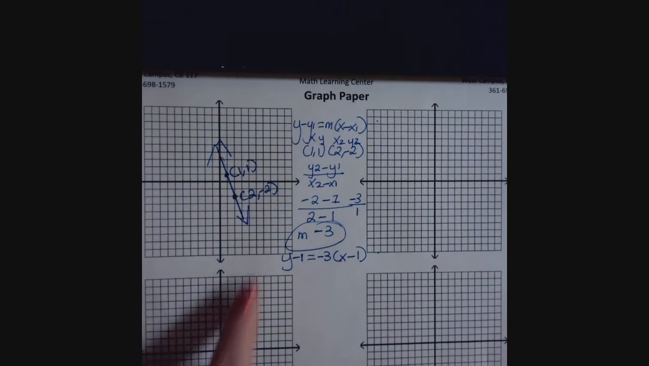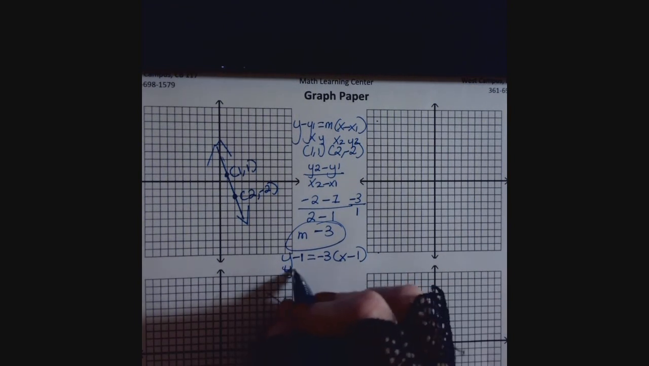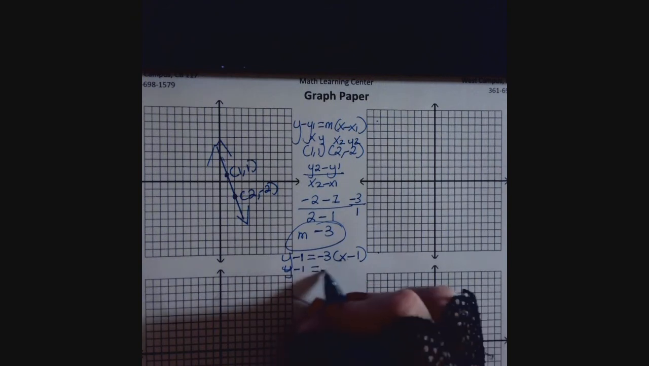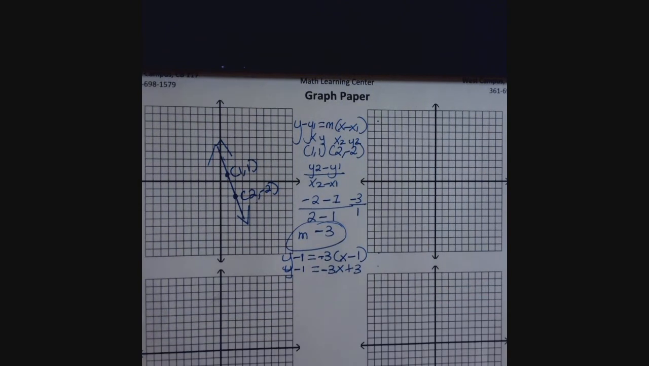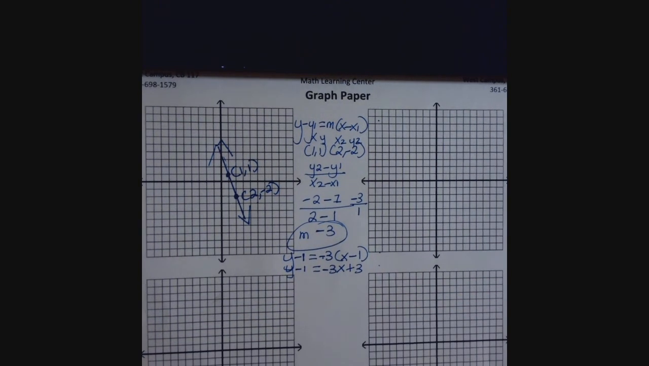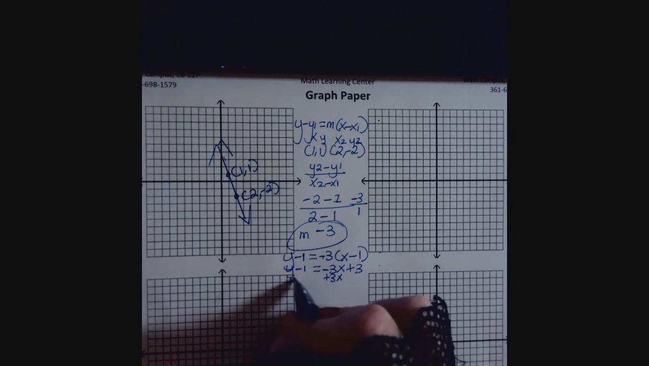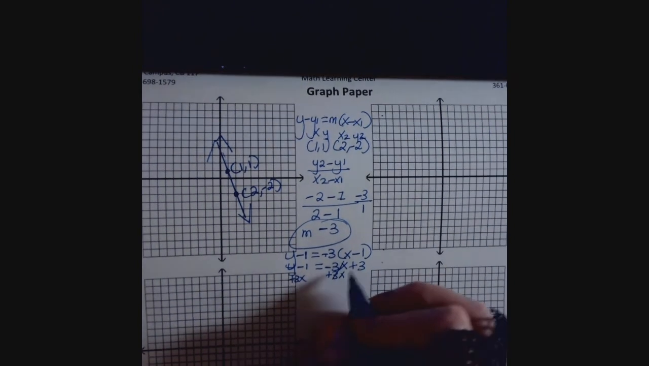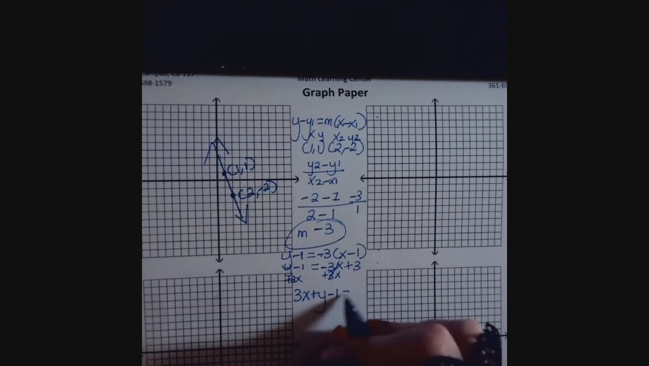Okay, so I've put it in point slope form, and I'm going to show you how easy it is to change point slope form into standard form, which is what we want to do. So y minus 1 equals negative 3x. Negative 3 times negative 1 is plus 3. Remember, in standard form you've got to have x and y on one side and the number on the other. So I'm going to add 3x to this side.